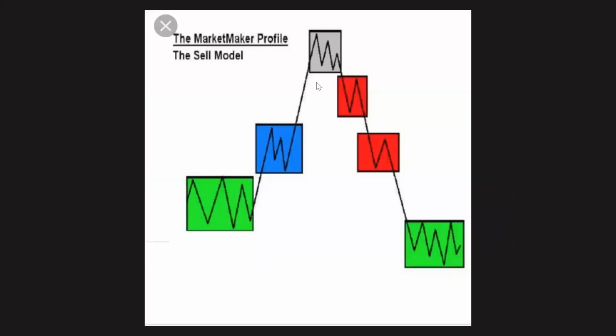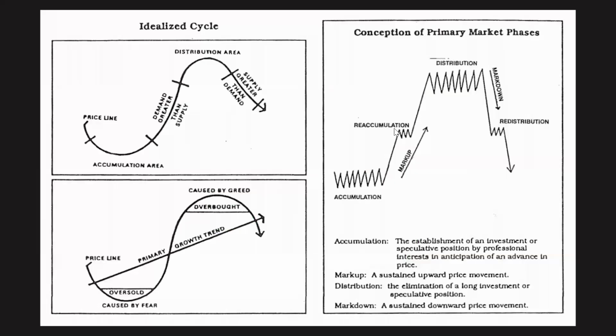Some of you might have seen this. ICT, the Inner Circle Trader, what he calls the market maker sell model, which is nonsense. And these are just some very basic schematics based on Wyckoff's work almost 100 years ago.